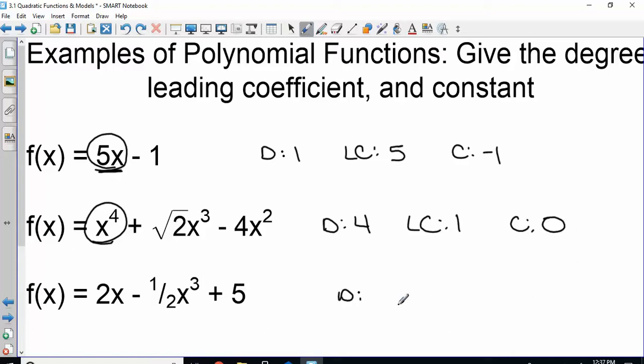Next one, what would be my degree on this? 3. You notice it's not the first one, but the highest power of x I see is right here. So the degree is 3. The leading coefficient of that term is -1/2, and my constant is a +5. Any questions on that?